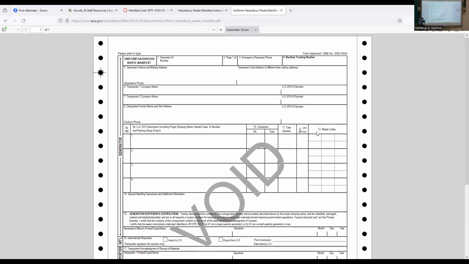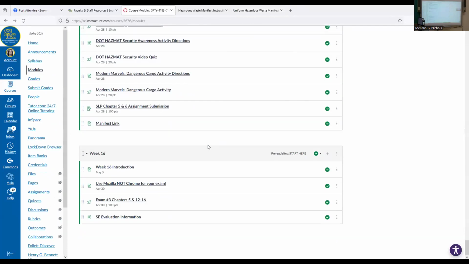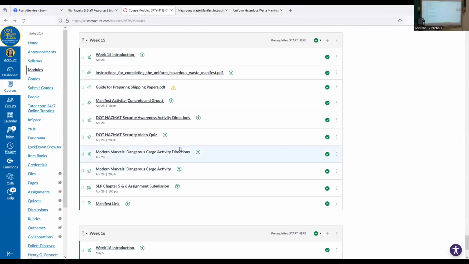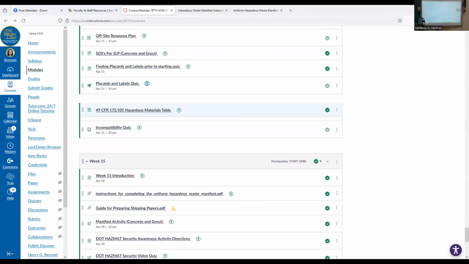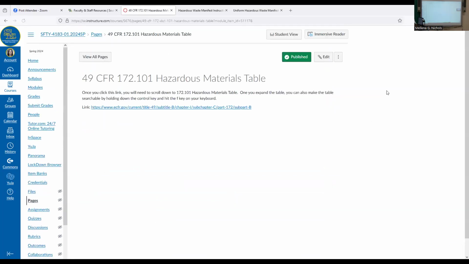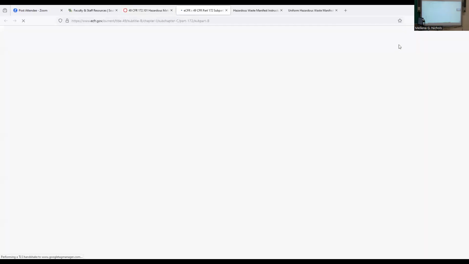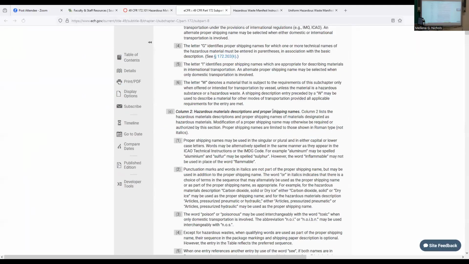Okay. The other thing that you need for filling out the manifest is going to be the hazardous materials table, because you're going to need a little bit of information off of that. So let me move the link for the table down here. So we've got that as well. And then you guys have the hard copy, but that is the same information that you'd be able to find if you went to the table that we looked at last week.